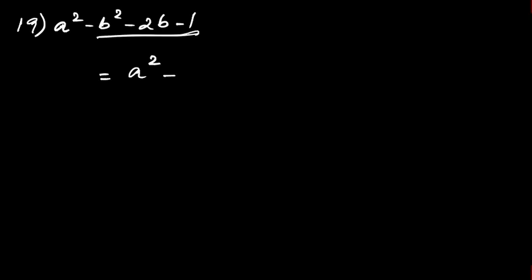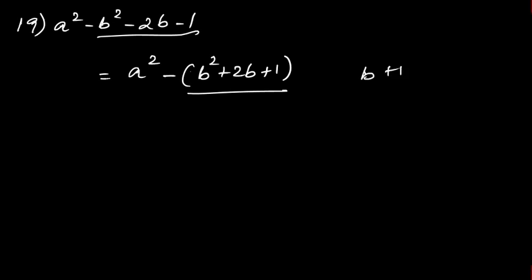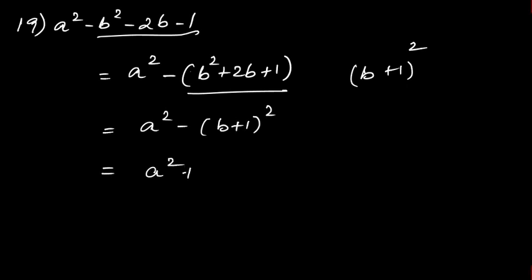19th question, factorize a square minus b square minus 2b minus 1, which is equal to a square, and from the remaining terms, take minus as common, so we'll get minus into (b square plus 2b plus 1). This term, b square plus 2b plus 1, can be written in the form of (b + 1) the whole square. So which is equal to a square minus (b + 1) the whole square. Now expand it using the formula, we get (a + b + 1) and (a − b − 1).